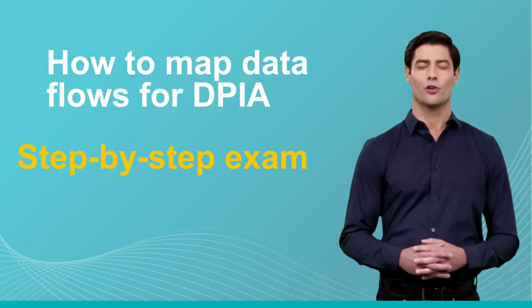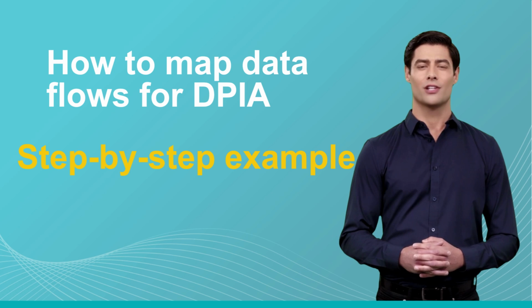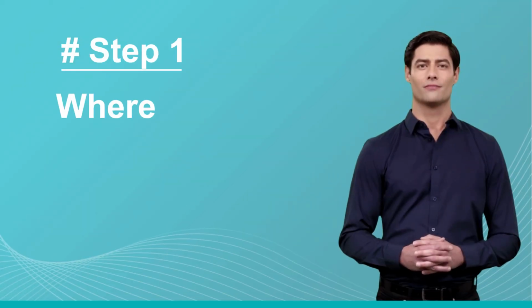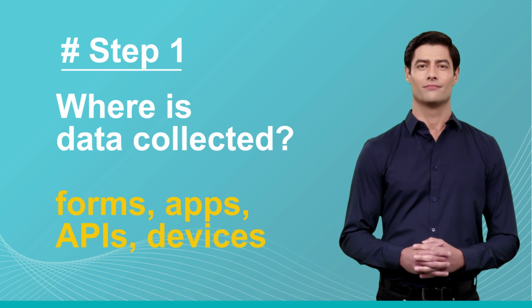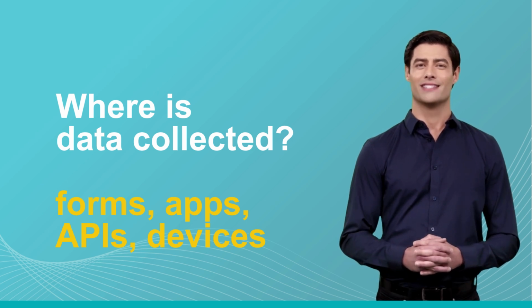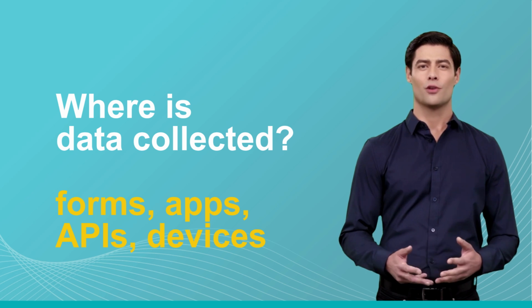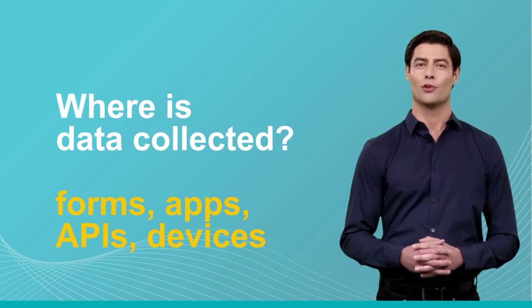Struggling to map data flows for your DPIA? Let's break it down step by step, with real examples you can follow. Step 1. Identify the data entry points, where personal data is collected. These are forms, sign-up pages, mobile apps, APIs, sensors, any source of personal data. Be specific. What data is collected and from whom?